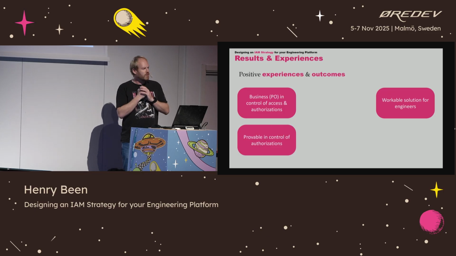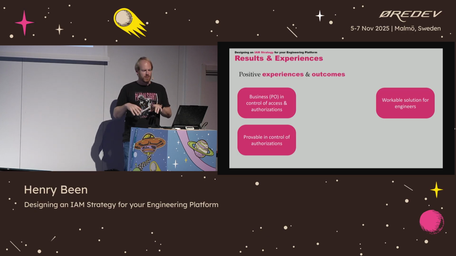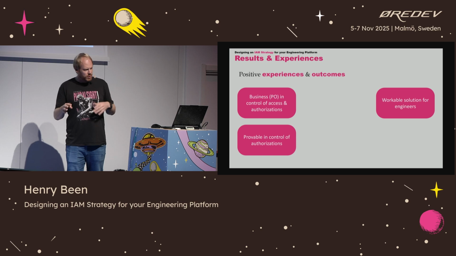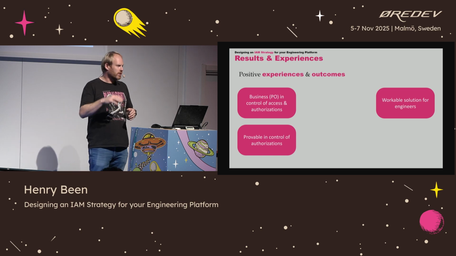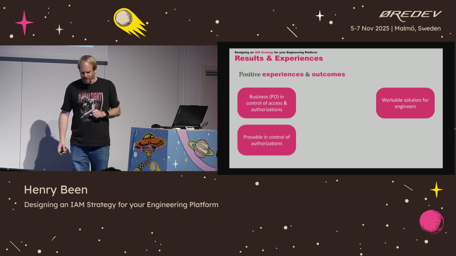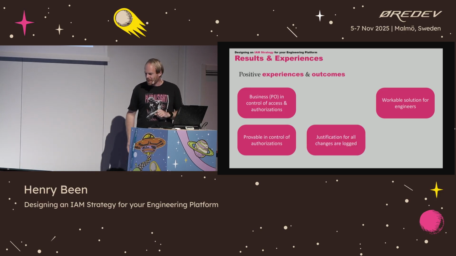We are provable in control of authorizations. All the requests, approvals, denies, reviews, everything is logged in the Entra ID activity logs. So you can find everything, and all the justifications that you put in are there as well. So you can put monitoring in place, and maybe you can search for things like duh, or a justification which is just 1 character long, and find people to hit with words.